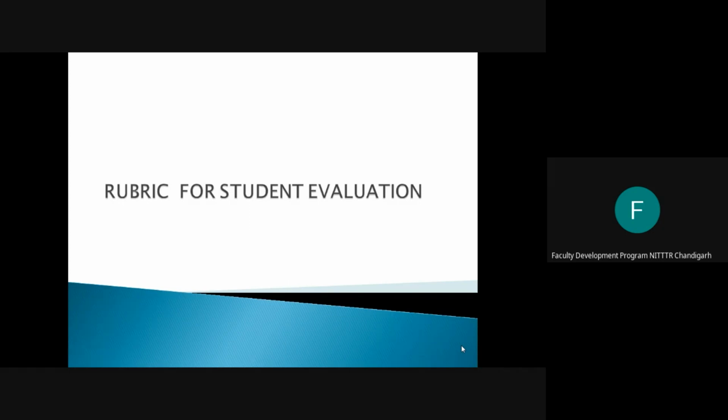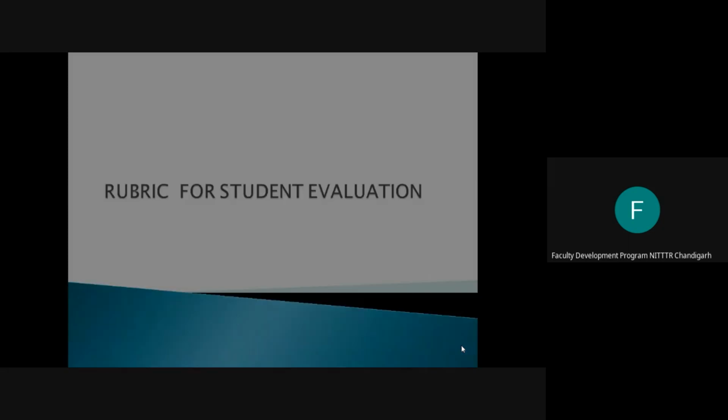In this session, I will be focusing on a very comprehensive tool that is called rubric. It is going to be a very interesting session, and we will try to learn what the meaning of rubric is, what the different types of rubrics are, what its features are, and how to draw and prepare this rubric. So these are the things that you can learn from this session.